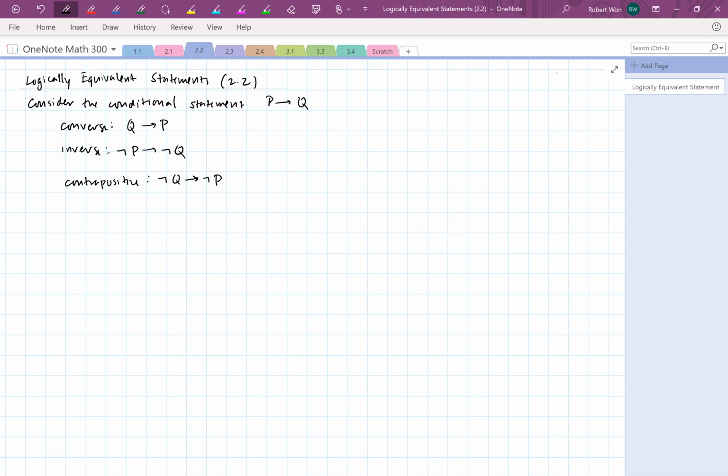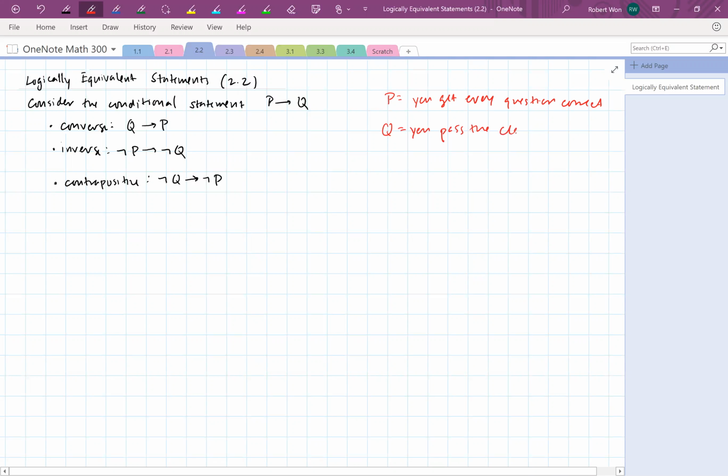And so if our original statement is if P then Q, then the converse is the statement if Q then P. The inverse is the statement if not P then not Q. And the contrapositive is the statement if not Q then not P. And we said that these statements don't all mean the same thing, right? Because if we let P be the statement, you get every question correct, and Q be the statement, you pass the class, then presumably if P then Q is a true statement, but if Q then P is a false statement. So a statement and its converse are different.